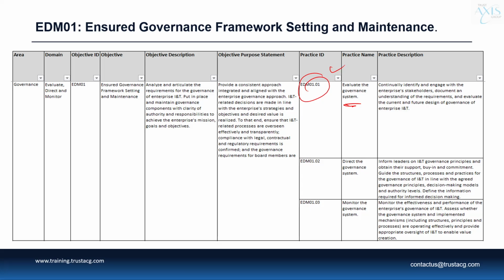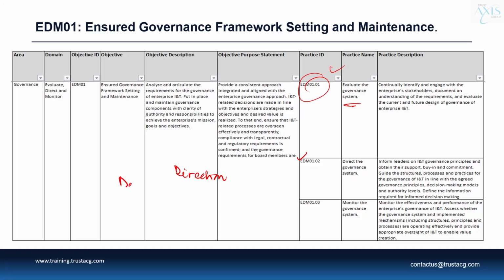Okay. Now, that was all about EDM 1.01, which was around evaluation of the governance system. Now, let's move on to the second practice within this particular governance objective, which is around directing the governance system. Now, once the governance system has been evaluated, your next step is to define direction.